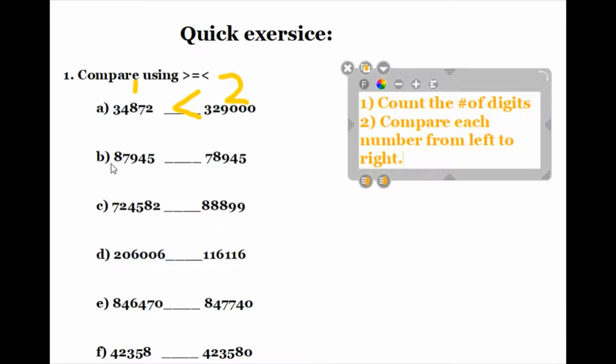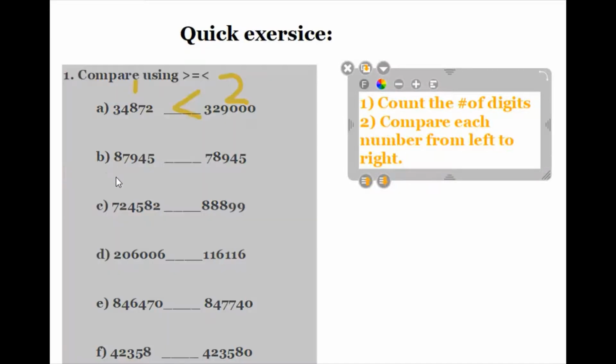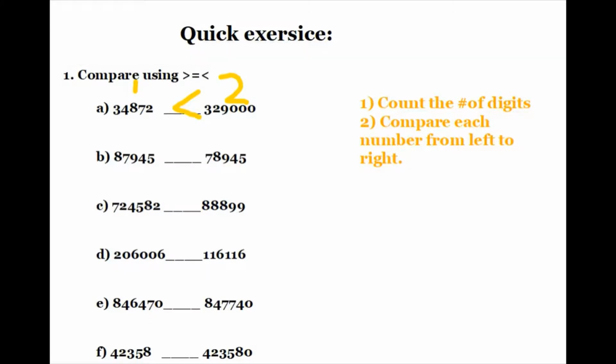This means, for example, number B. So we follow the first step. The first step is to count the number of digits. So 1, 2, 3, 4, 5. Okay, 5. And the second number has 5 also. So it's the same. So what's next? Step 2: compare each number from left to right. So we are going to take 8 and compare it with 7, because they are both the first numbers of each number. So 8, already we can see that 8 is bigger than 7. Therefore, this number here is bigger than this number.